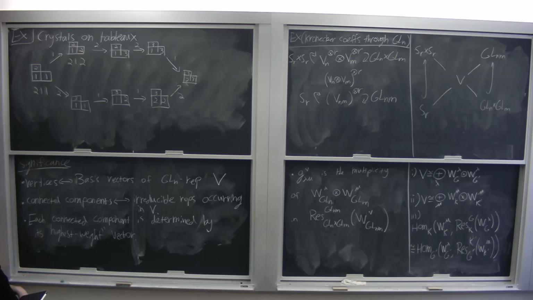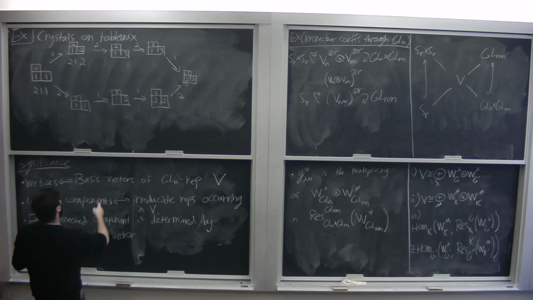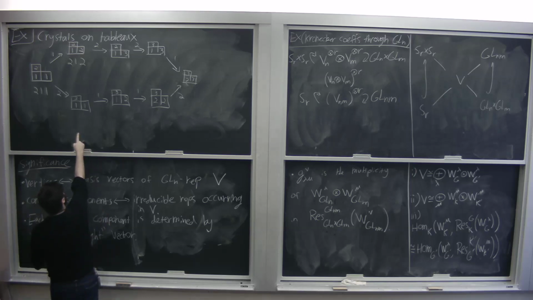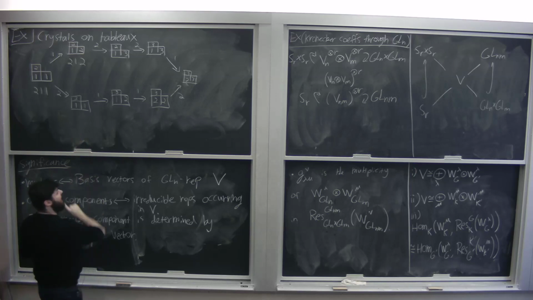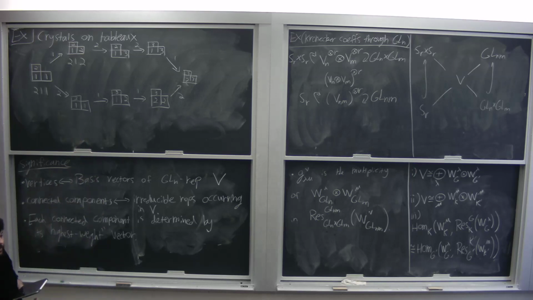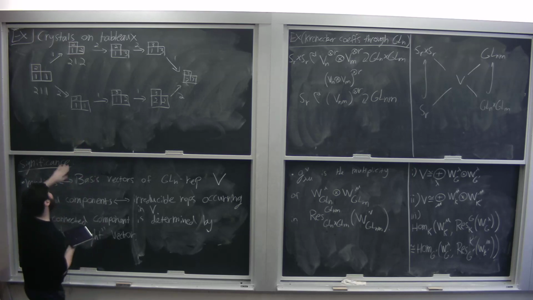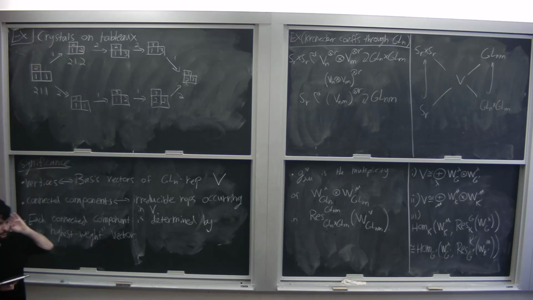Let's see. Here, N is M. Right, so this is a GL3 representation, because I could go up to 3.